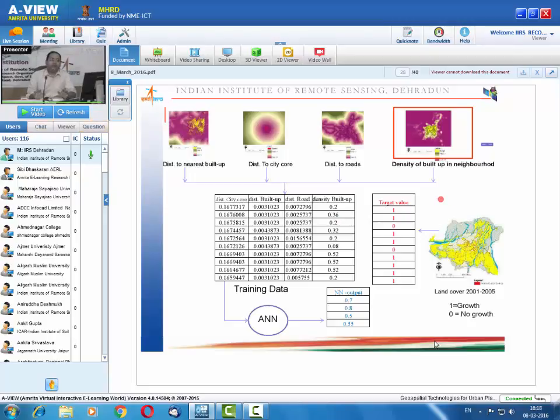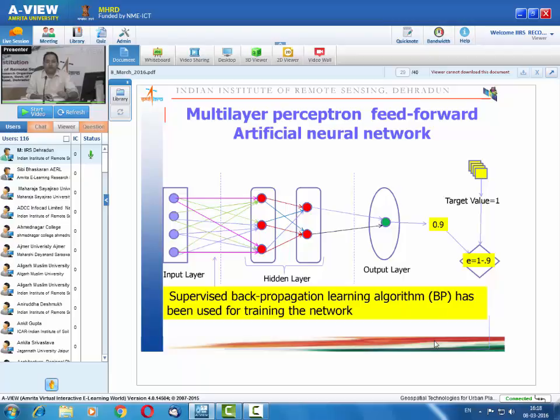In fact, it will remain as non-built up only. So we have got the values, we have got the desired results. The problem I discussed is how to find a link between these independent or driving variables and the desired output. This is normally done by an artificial neural network. You see, the artificial neural network provides you a link between these two values.